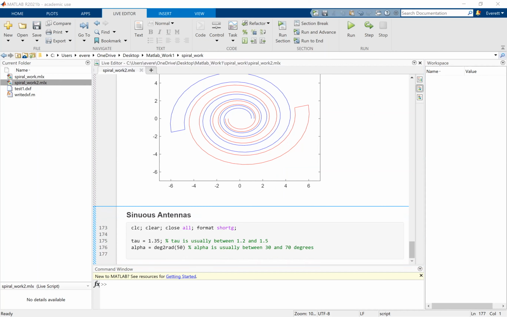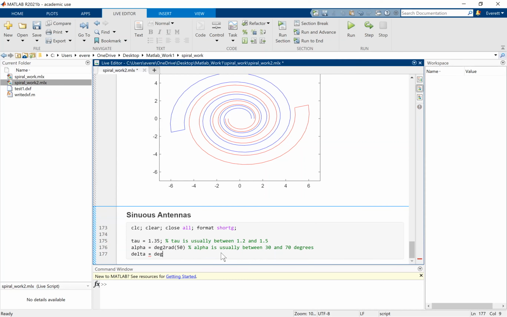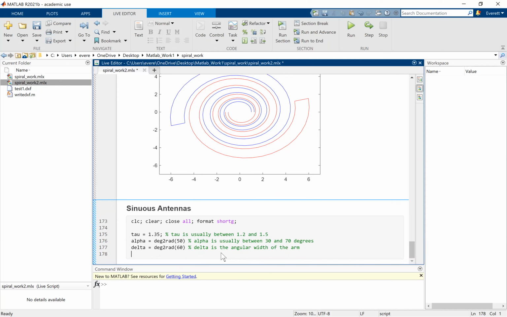And then what other variables do we have? We also have delta and n. So delta, again using degrees to radians, is the angular width of each arm. Let's just say that's 60 degrees for now, and we'll see what happens. We also have n here. So n is kind of like the number of turns for our spiral. It represents how big the sinuous antenna is in number of turns. So n, let's just say, is 3 for now.